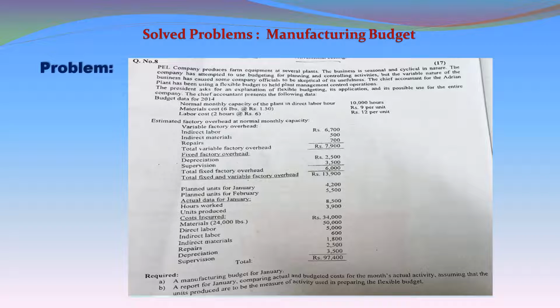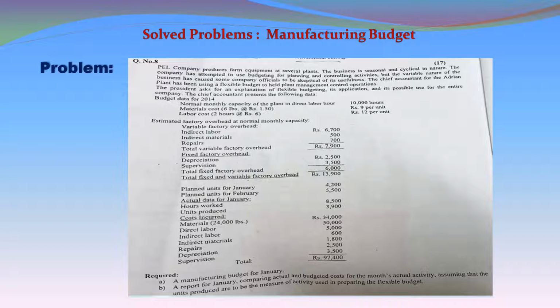Actual data for January: hours worked 8,500. Units produced 3,900. Costs incurred: materials 24,000 lbs, 34,000 rupees. Direct labor 50,000. Indirect labor 5,000. Indirect material 600. Repairs 1,800. Depreciation 2,500. Supervision 3,500. Total 97,400.